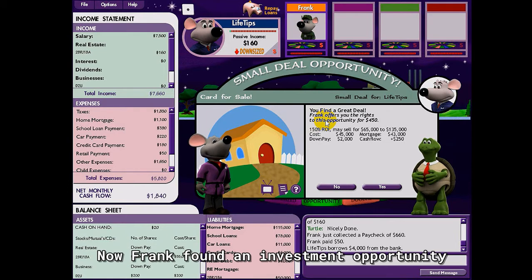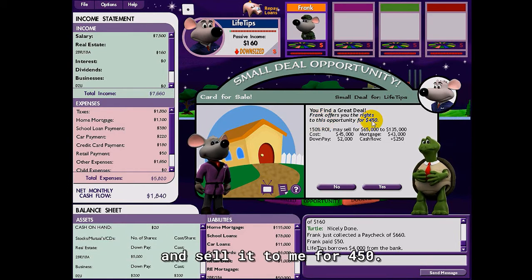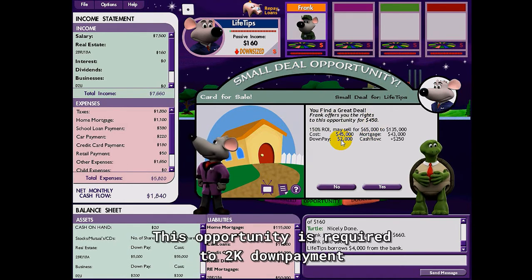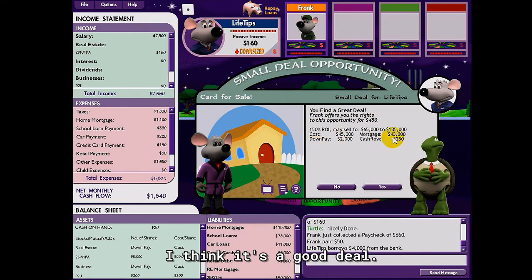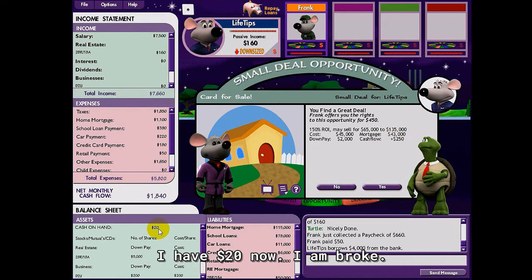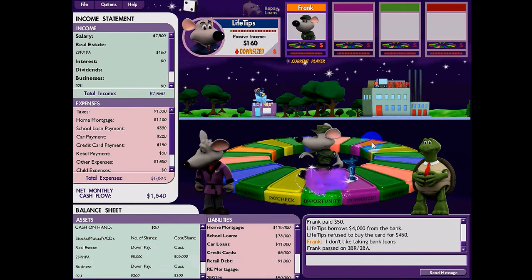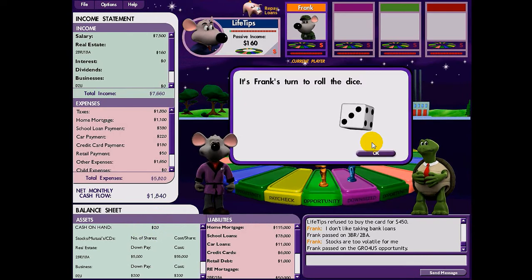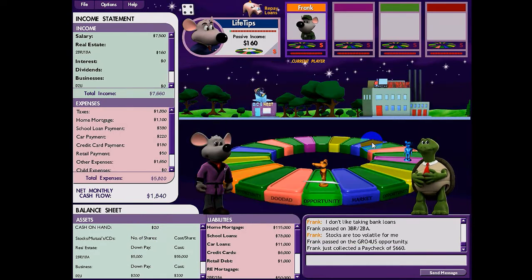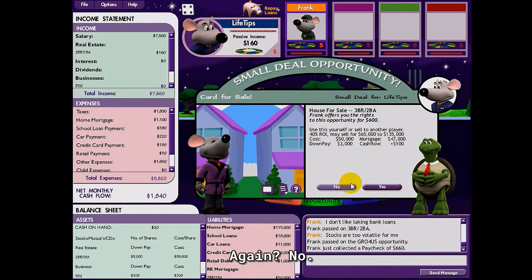Now Frank found an opportunity and sells it to me for 450. The opportunity requires a 2K down payment, and I think it's a good deal, but I don't have money left. I have $20 now. I'm broke. So no, thank you, Frank.